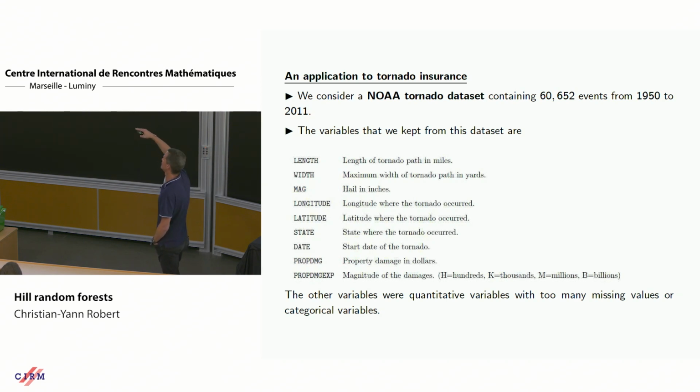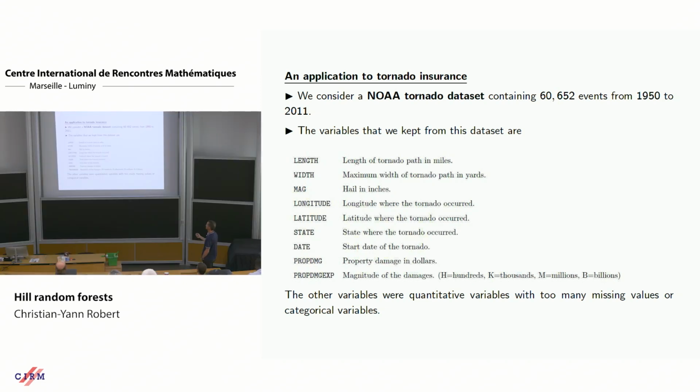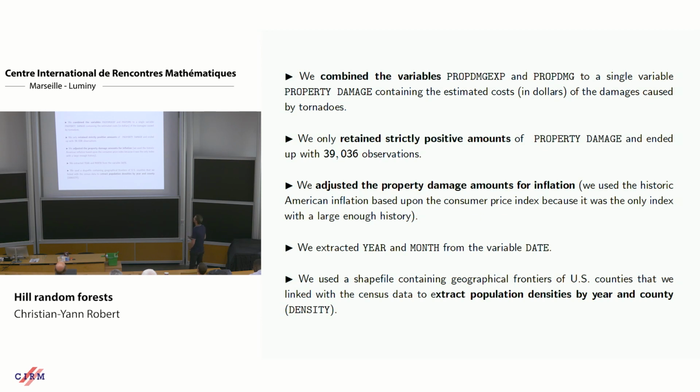And we have a lot of information, and we kept, for example, the length of the tornado, its width. Mag is for the size of the hail in inches. We have the longitude, latitude, the state, the date, and then some information to compute the value of the damage. So we combine the last two variables to propose a new variable called property damage. We give you the damage amounts for each tornado. We retain only strictly positive amounts, so we get approximately 40,000 observations.